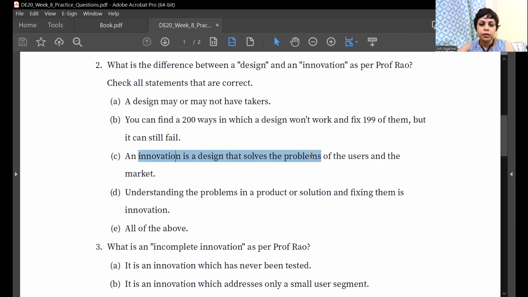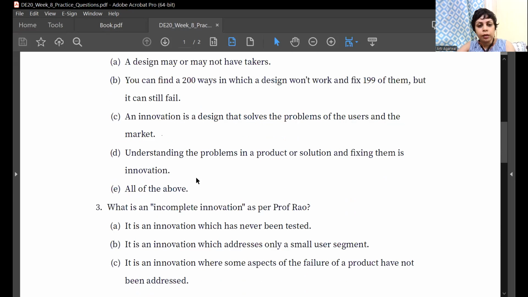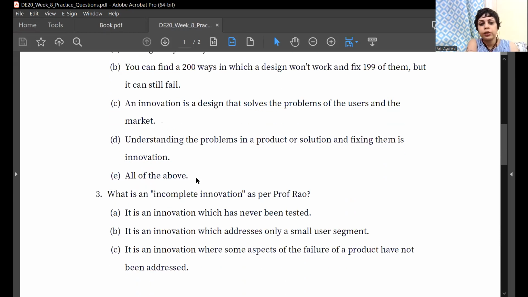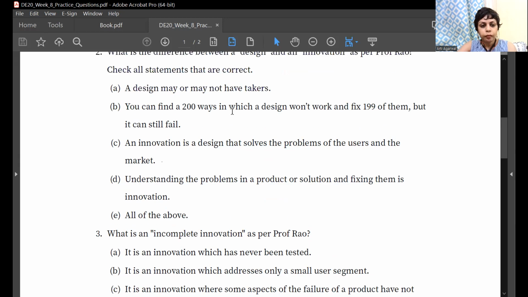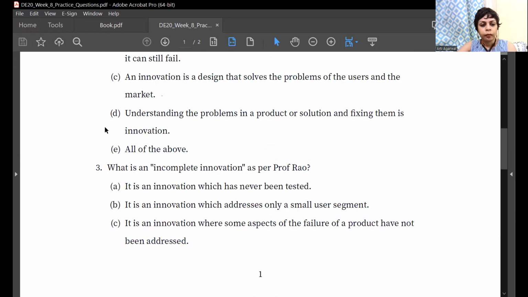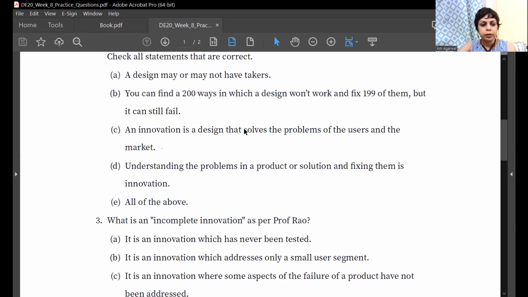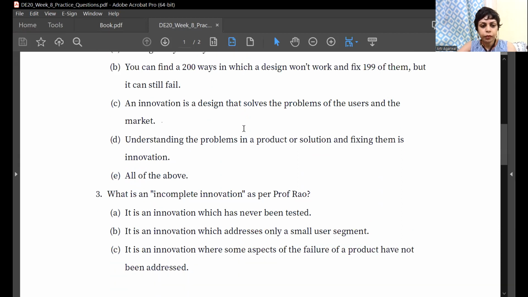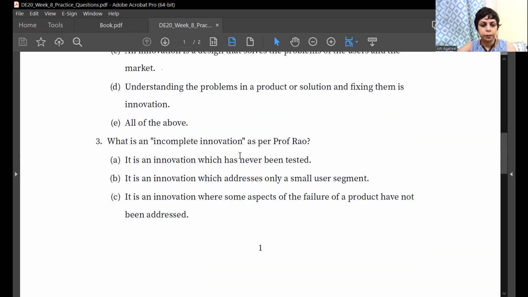C, an innovation is a design that solves the problems of the users and the market. So it's correct. That's what we're trying to say. Understanding the problems in a product or solution and fixing them is innovation. So D is also correct. So you can say all of the above are correct because all the statements are actually correct. So E is the correct answer.